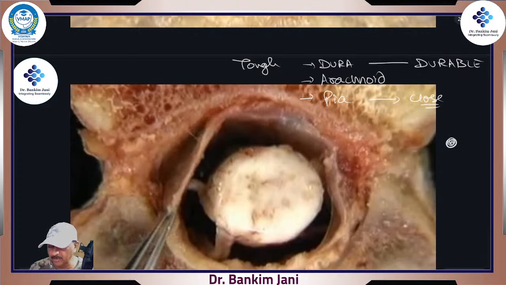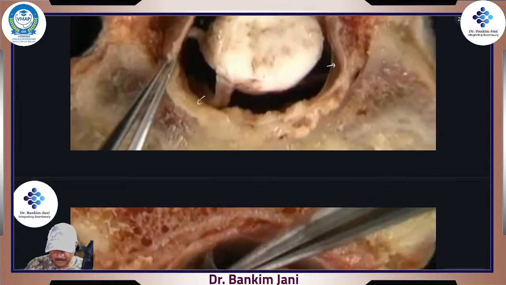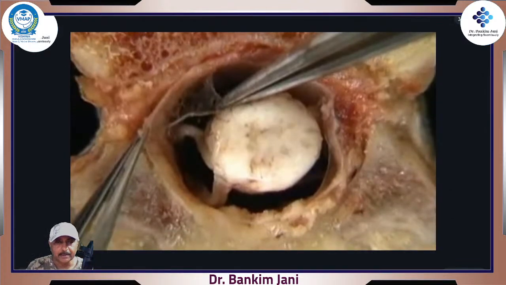So this is the spinal cord, and the pia mater is covering it. Then there would be the arachnoid mater, and then there would be the tough one, the dura mater. This, what we are holding over here, is the dura mater. See the whole spinal cavity is layered with this tough structure, which is inside, that is the dura mater.